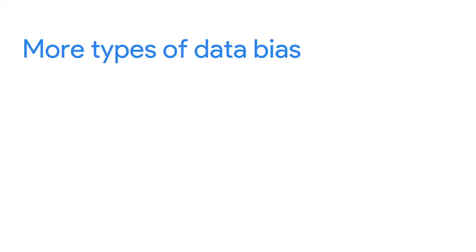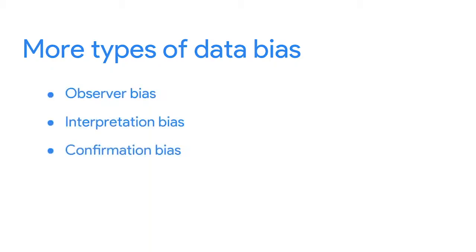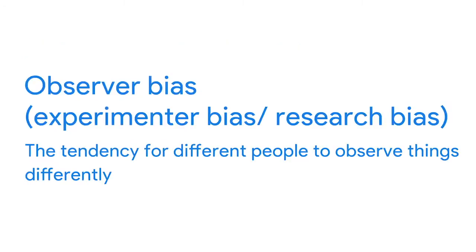In this video, we'll explore 3 more types of data bias: observer bias, interpretation bias, and confirmation bias, and we'll learn how to avoid them. Let's start with observer bias, which is sometimes referred to as experimenter bias or research bias. Basically, it's the tendency for different people to observe things differently.